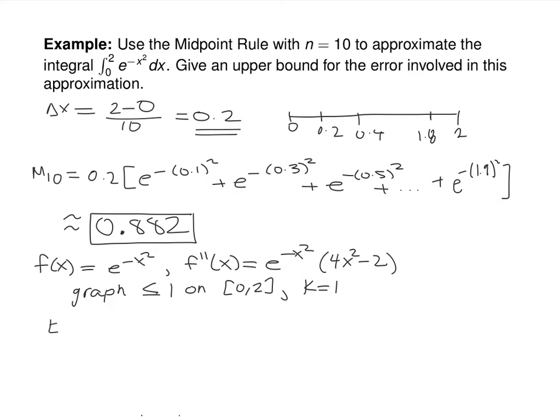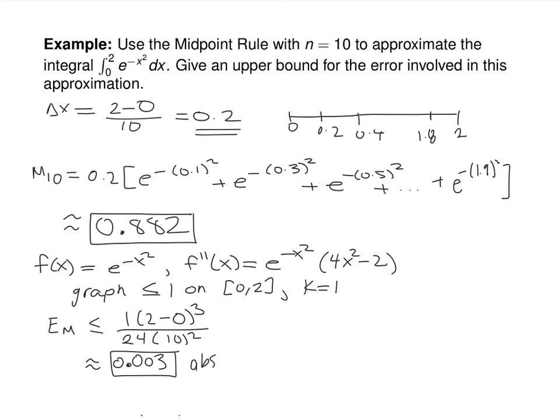So the estimate for the error is less than or equal to 1 times (2 minus 0) to the third over 24 times n squared, so 10 squared, and that's approximately equal to 0.003. Taking bigger k's just makes this a more conservative estimate, but remember that this is the absolute worst error. In reality, your error might actually be less than that.